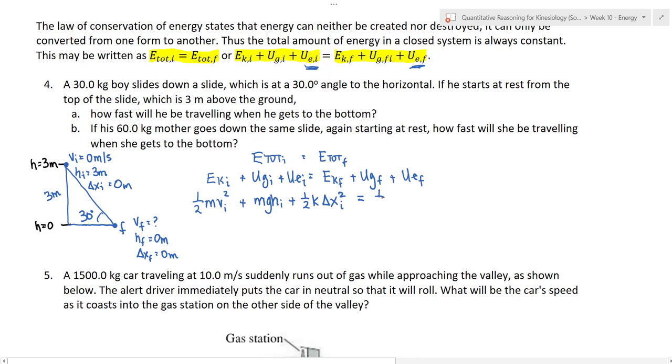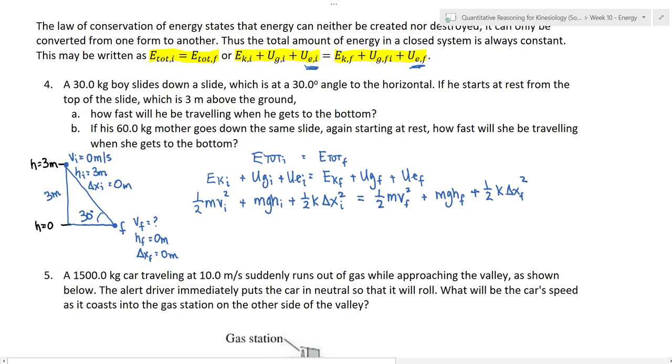I'll do the same thing for final. My kinetic energy equation is EK equals 1/2 mv squared. This is the final velocity, plus for my UG, it's mgh with the final height. And for my elastic potential energy, it's 1/2 k delta x final squared.